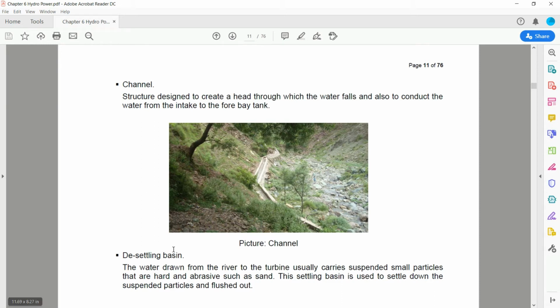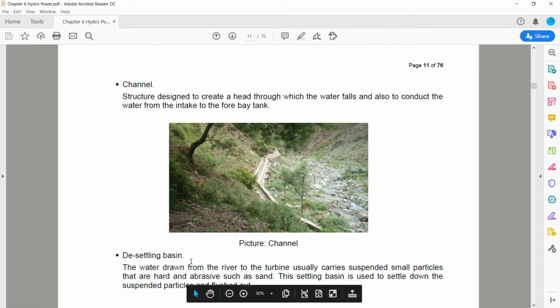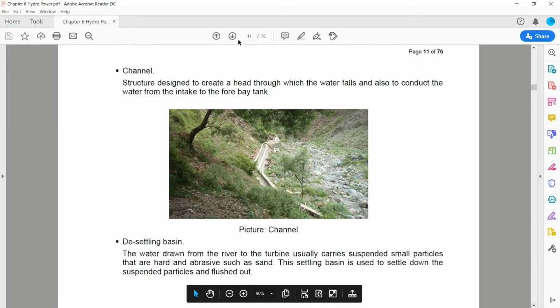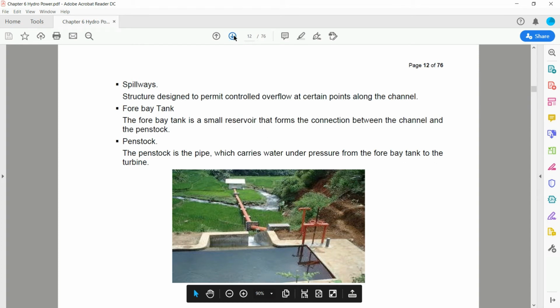Then the settling basin. The water drawn from the river to the turbine usually carries suspended small particles that are hard and abrasive, such as sand. So this desilting tank, or settling basin, is used to settle down the suspended particles and flush them out. The spillway is a structure designed to permit controlled overflow at certain points along the channel. The picture of the spillway is not here.